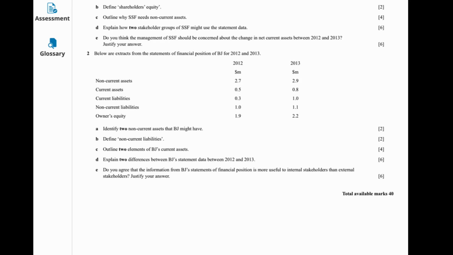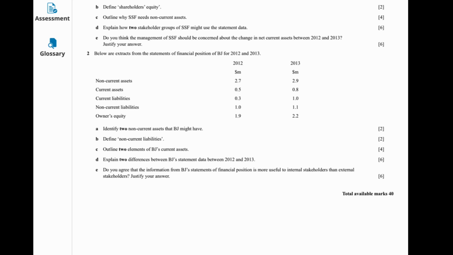Now let's go for D. Explain two differences in BJ's statement data between 2012 and 2013. Non-current liabilities increased by 0.1, so BJ must have borrowed money long term. Net current assets decreased from 0.2 to negative 0.2, because it's becoming negative, so BJ might have cash flow problems. This is a total of 6 marks. So your points here are that non-current liabilities increased and net current assets decreased.